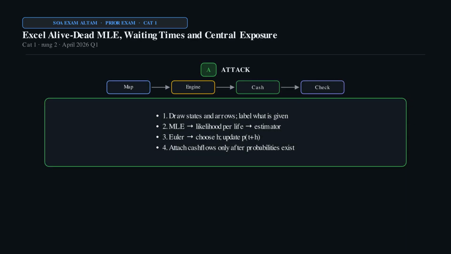Attack with the Category 1 checklist. Step 1. Draw states and arrows. Label what is given. Step 2. MLE likelihood per life estimator. Step 3. Euler: choose h. Update P(t+h). Step 4. Attach cash flows only after probabilities exist.